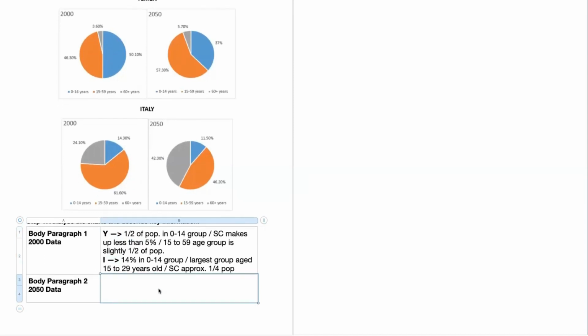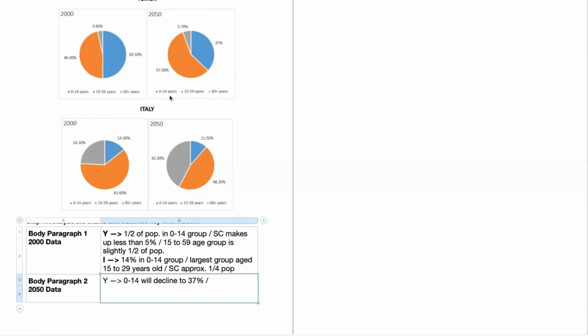Now we're going to do the same thing when looking at 2050. Here I'm going to be looking at Yemen on the upper right-hand side. So again, I'm just going to write a Y for consistency, and I'm going to talk about what is relevant in this pie chart. And what I see is that the age group from 0 to 14 in blue, that is going to decline. So this is a forecast, so we're going to use the future tense. And I'm going to say here that 0 to 14 will decline to 37%.